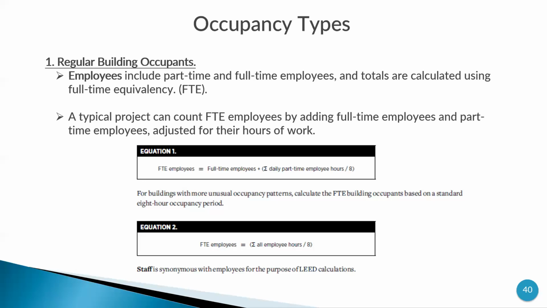So here we are talking about regular building occupants. When we say regular building occupants, who are there throughout the day, or at least more number of hours. Employees include part-time and full-time employees. Totals are calculated using a full-time equivalent, FTE we call that. This is again calculated with the 8-hour day calculation. A typical project can count FTE employees by adding full-time employees and part-time employees adjusted for their hours of work. That is, total working hours is taken into consideration and divided by 8. Then you will get the total full-time employee list.